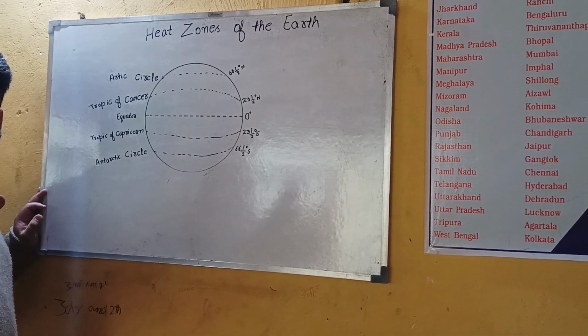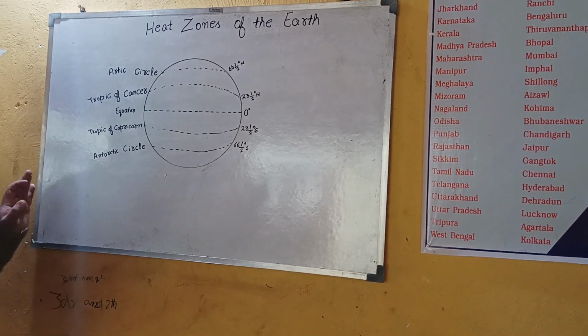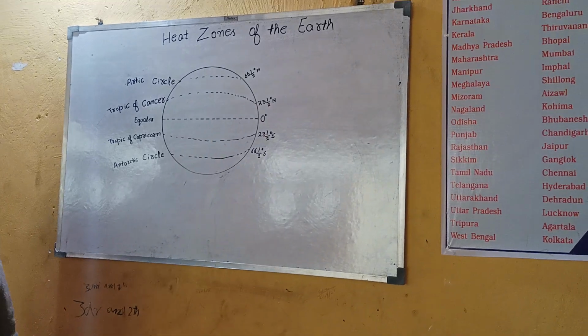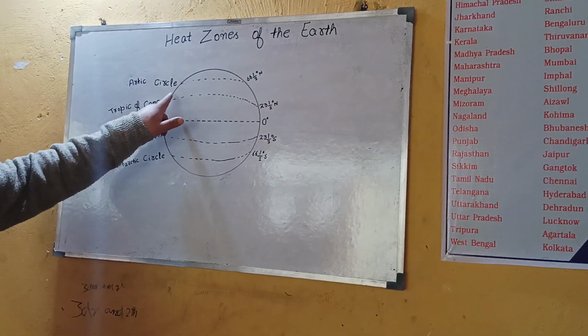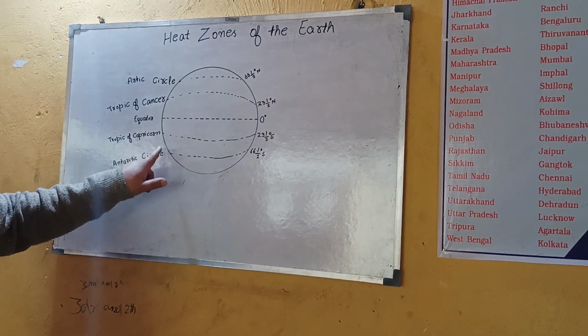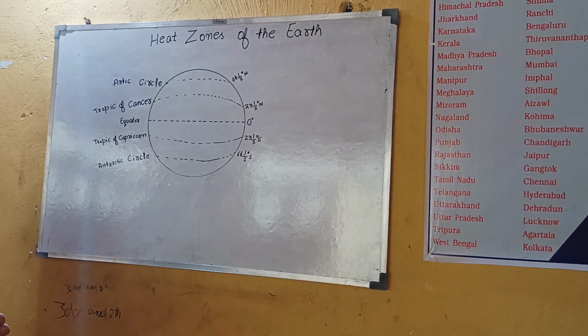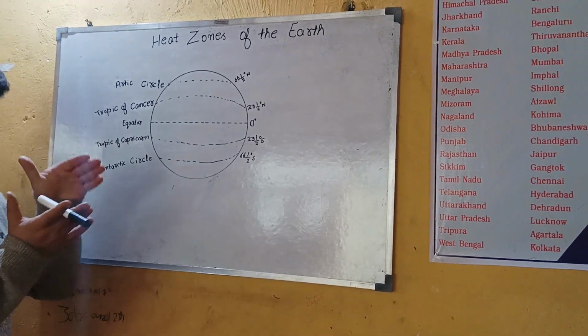Heat zones of the Earth. In the previous class we discussed the important latitudes: the Equator, the Tropic of Cancer, the Arctic Circle, the Tropic of Capricorn, and the Antarctic Circle.